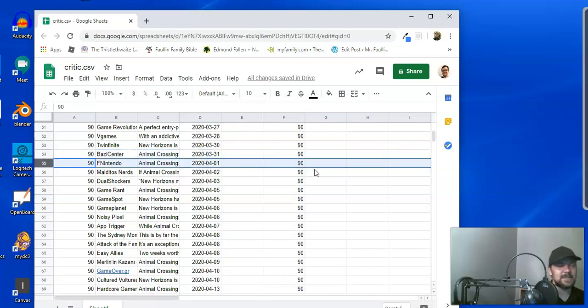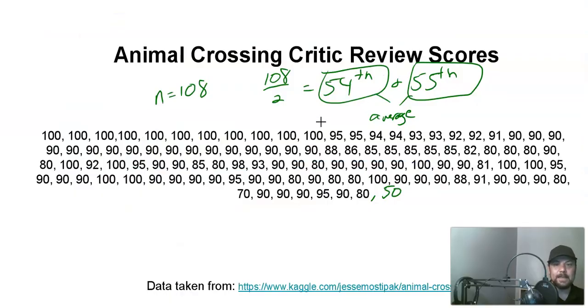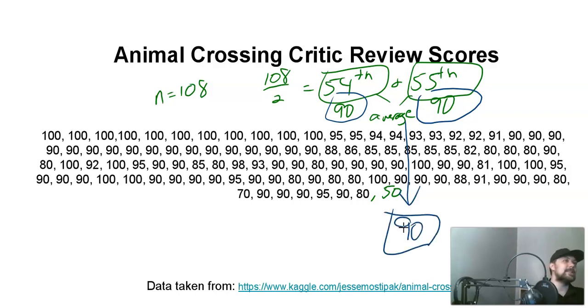So maybe this was actually still a bad example to use to illustrate how you do median for an even number of data values. But they're both 90. The 54th one is 90. The 55th one's also 90. So what do you think happens when you average these two together? The average is still going to be 90. So it ends up being the same as the odd numbered case. But generally, you'll get a different answer, especially if there's some more variability in the data set.